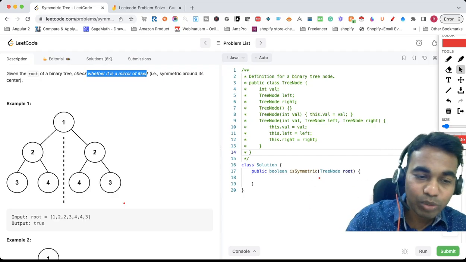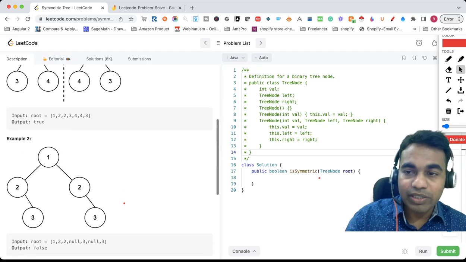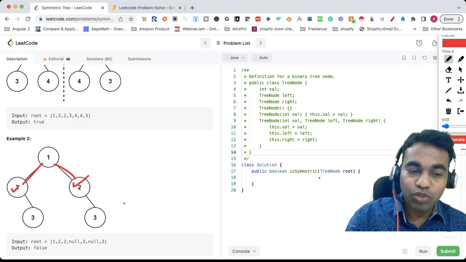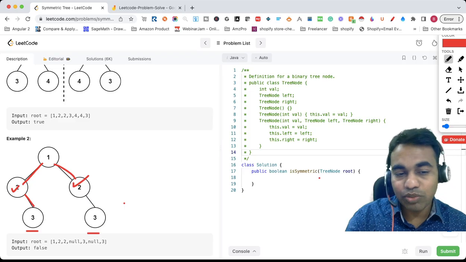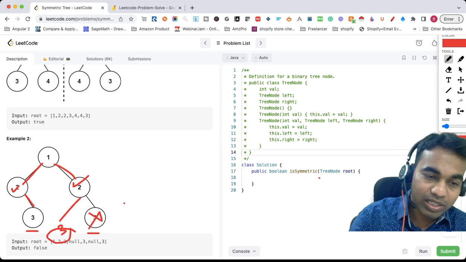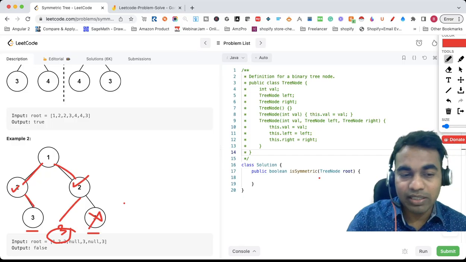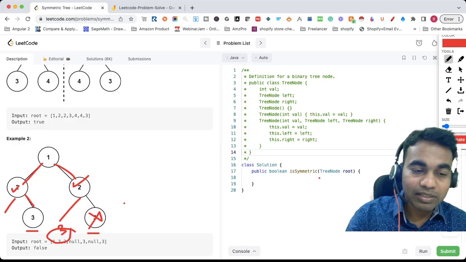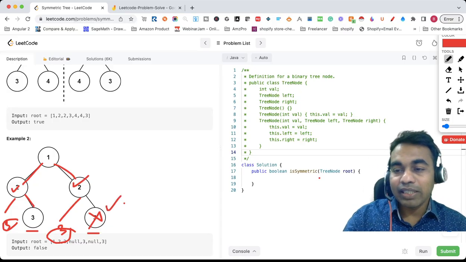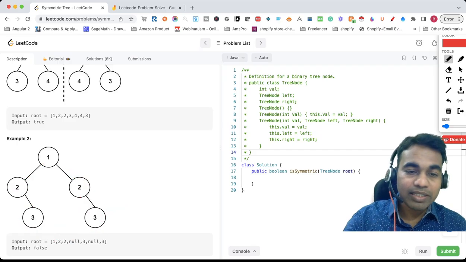If you look at example 2, you will understand. Although this is fine, this is 2 and this is 2, these two are not mirrors. Why? Because this is the right child, so ideally it should have been a left child in this particular tree instead of the right child, or else vice versa. If this is a left child, then this particular right child is okay. So that is all about the symmetric tree.